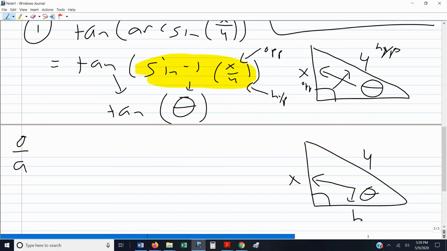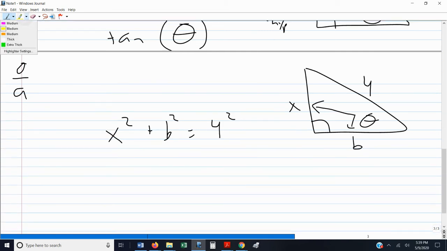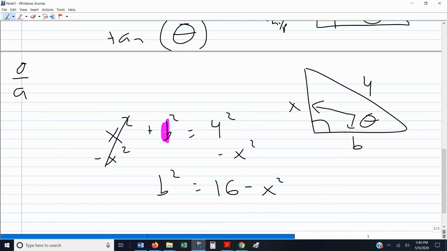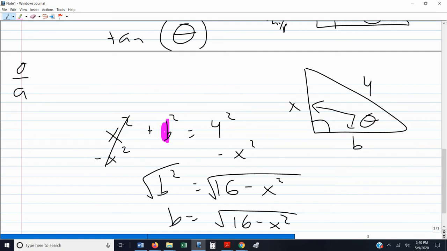So I'm going to label this as b. And the Pythagorean theorem gives us x squared plus b squared equals 4 squared, right? And we're trying to figure out the adjacent side, so we're solving for b. And so we would move the x squared to the other side. We get b squared equals, instead of 4 squared, I'm going to just write 16 minus x squared. And then what's the last step here? Square root both sides. So b is the square root of 16 minus x squared. So using the Pythagorean theorem, we found that missing side to be the square root of 16 minus x squared.